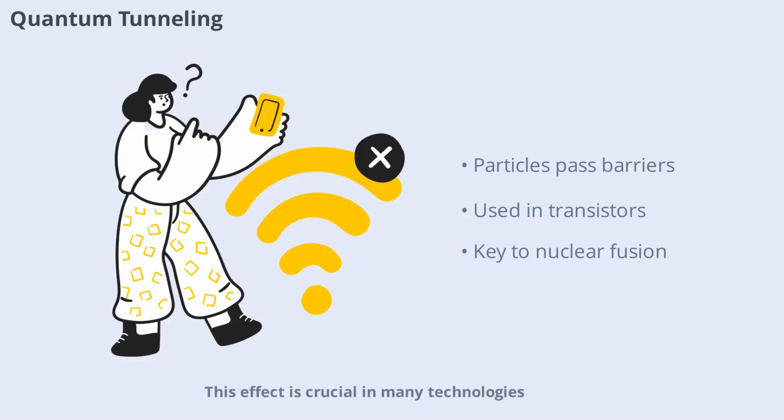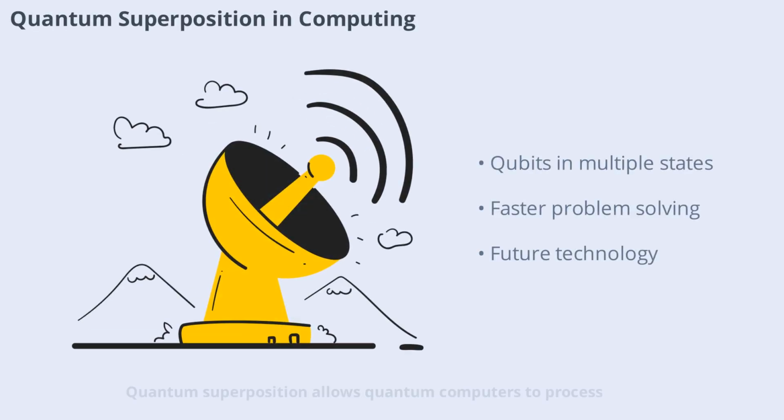This effect is crucial in many technologies, such as the operation of transistors in computers and nuclear fusion in stars. Quantum superposition allows quantum computers to process information in ways that classical computers can't. In a quantum computer, bits of information called qubits can be in multiple states at once, thanks to superposition. This means quantum computers can solve certain problems much faster than traditional computers.